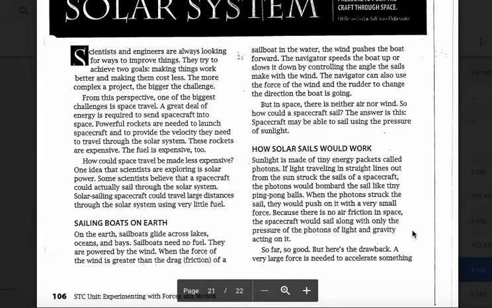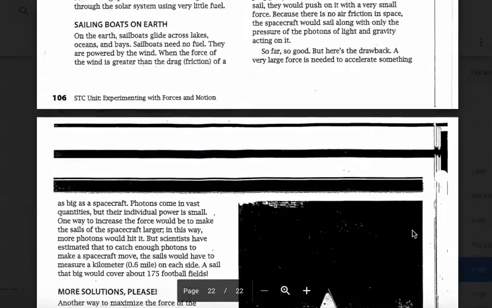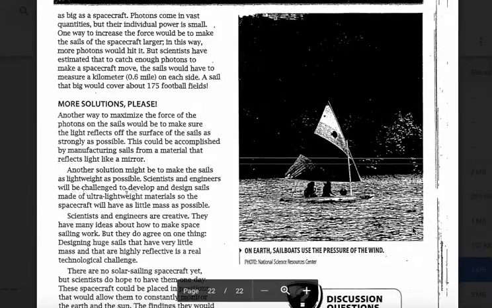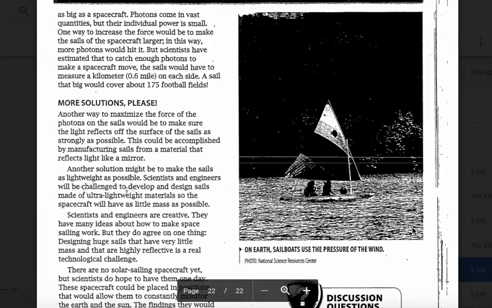So far, so good, but here's the drawback. A very large force is needed to accelerate something as big as a spacecraft. Photons come in vast quantities, that means a lot, big groups, but their individual power is small. One way to increase the force would be to make the sails of the spacecraft larger. In this way, more photons would hit it. But scientists have estimated that to catch enough photons to make a spacecraft move, the sails would have to measure a kilometer on each side. A sail that big would cover about 175 football fields.